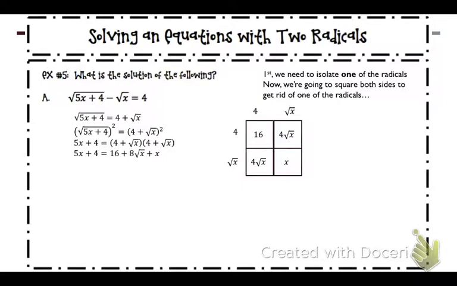Now I need to isolate that second radical. So I need to isolate the 8 square roots of x. So I'm going to subtract the 16 and subtract the x. So I'm left with 4x minus 12 equals 8 square roots of x. And at this point, we could go ahead and square both sides. But first I want to see, is there anything that goes into 4, 12, and 8? And there is, it's 4. So I'm going to divide all of those by 4. And I'm left with x minus 3 equals 2 square roots of x. Now I'm going to square both sides.